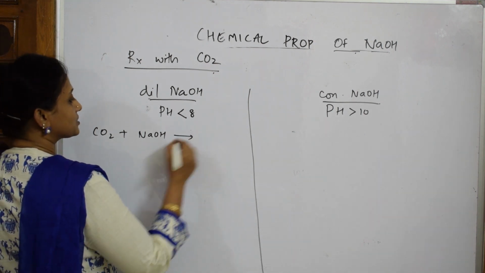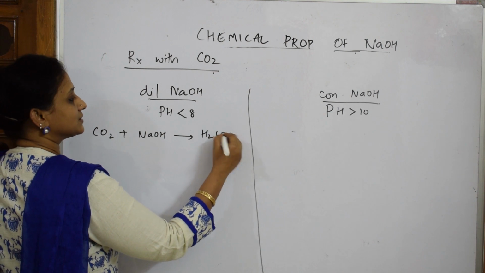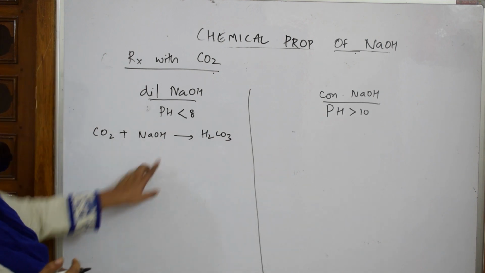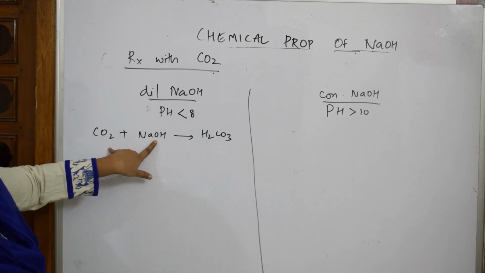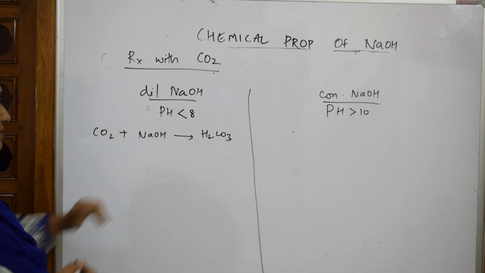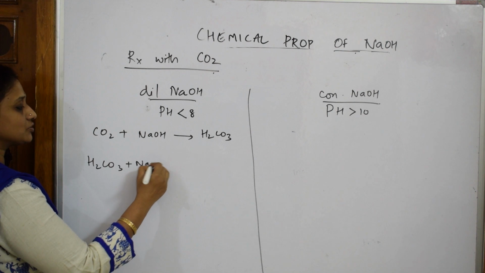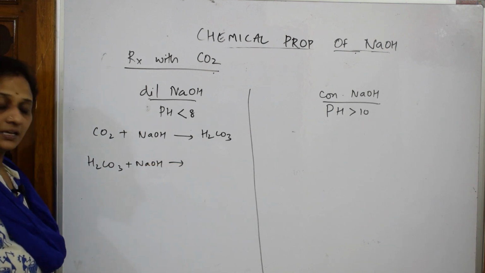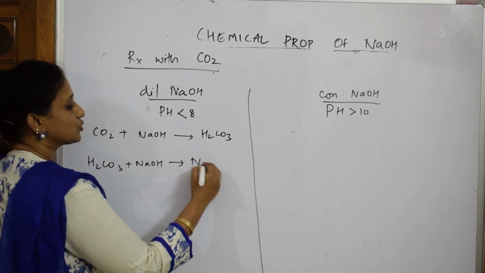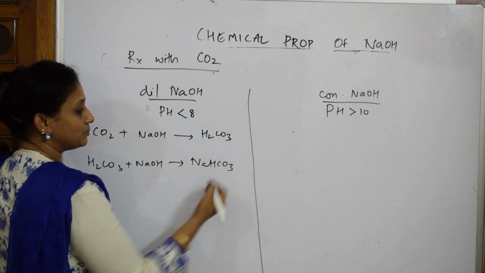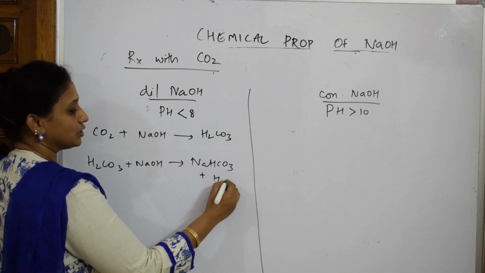In the first step, this is going to form carbonic acid, right? So here, H2CO3, carbonic acid. Now in the second step, this carbonic acid is going to combine further with your sodium hydroxide. Then it forms sodium bicarbonate, that is your baking soda, as well as a water molecule.